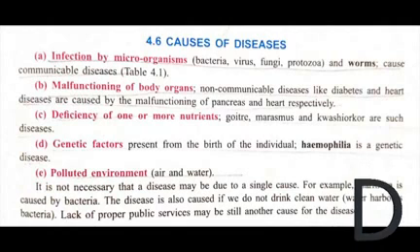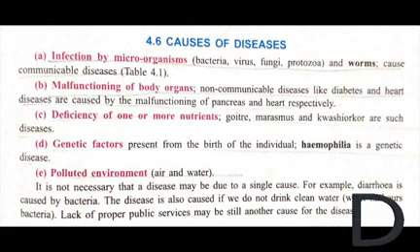Another cause may be malfunctioning of body organs. Infection by microorganisms we generally term a communicable disease, and malfunctioning of body organs we generally term a non-communicable disease. Non-communicable diseases like diabetes and heart disease are caused by malfunctioning of the pancreas and heart respectively. Another cause may be deficiency disease. Deficiency of one or more nutrients in our diet for a long period of time may cause some kind of disease.